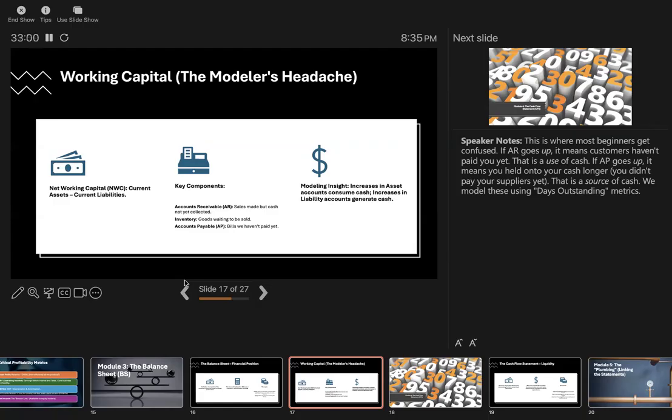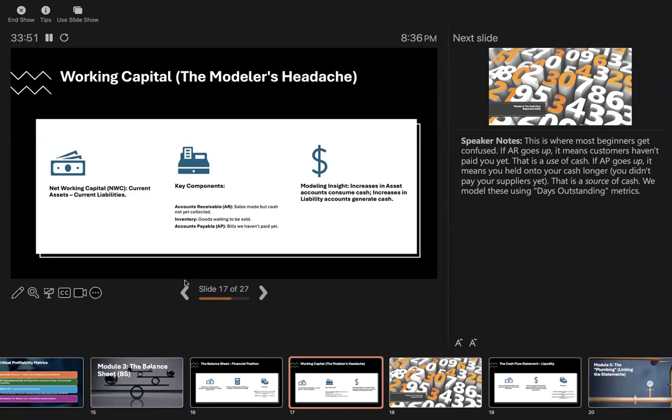Under working capital, you have three items. You have the receivables, or others will call them accounts receivable. These are sales made, but cash not yet collected. You have the inventory, which is goods waiting to be sold. And you have accounts payable, which is basically bills we haven't paid yet. We could have gotten goods from the suppliers and we haven't paid them. Someone could have bought from us and they haven't paid us. Those are accounts receivable. For accounts payable, we bought the goods and we haven't yet paid them.